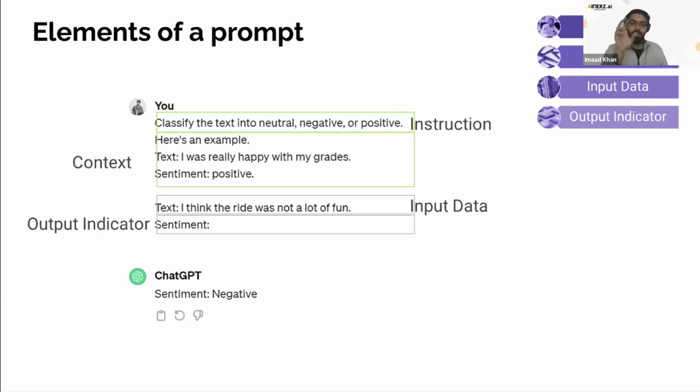So you give an instruction, you give the context, and then you also give input data, which is essentially what you want to classify. This is, I think the ride was not a lot of fun. Then the output indicator for that is the sentiment, because you want it in a particular format. The output indicator tells what format your output should be. Your input data is the input that you provide, which the instruction should be acted upon. The context helps the AI system understand what the instruction is about, so that it does not hallucinate.